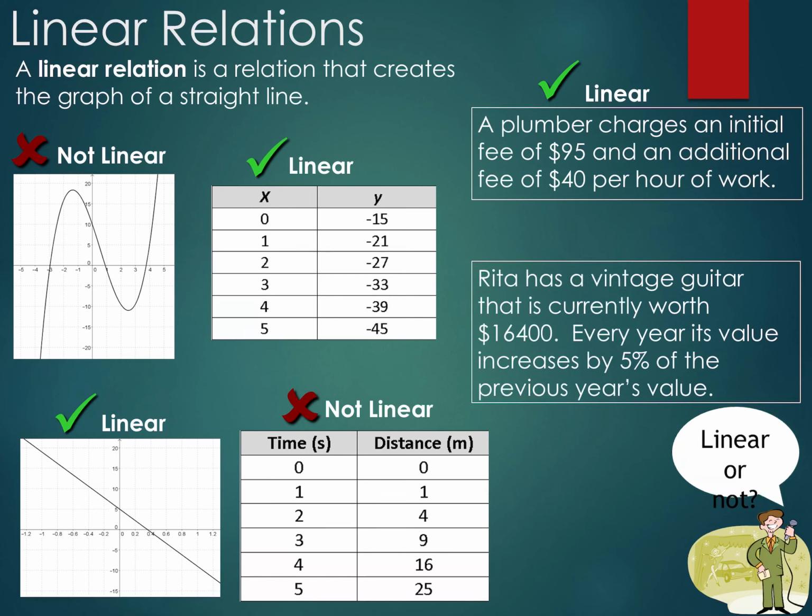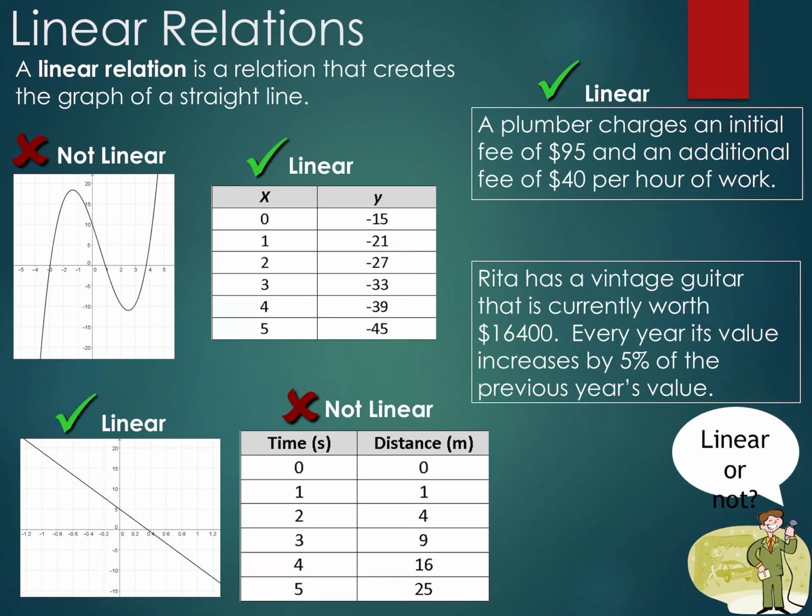We're really not trying to trick you in grade 9 too much, and this one could trick you. We're not intending to, but this one is weird. Let me read it and then talk about why it can trick you. Rita has a vintage guitar that is worth $16,400. Every year its value increases by 5% of its previous value. It's tempting when you first see that to say it's linear because it's going up by 5% each time.